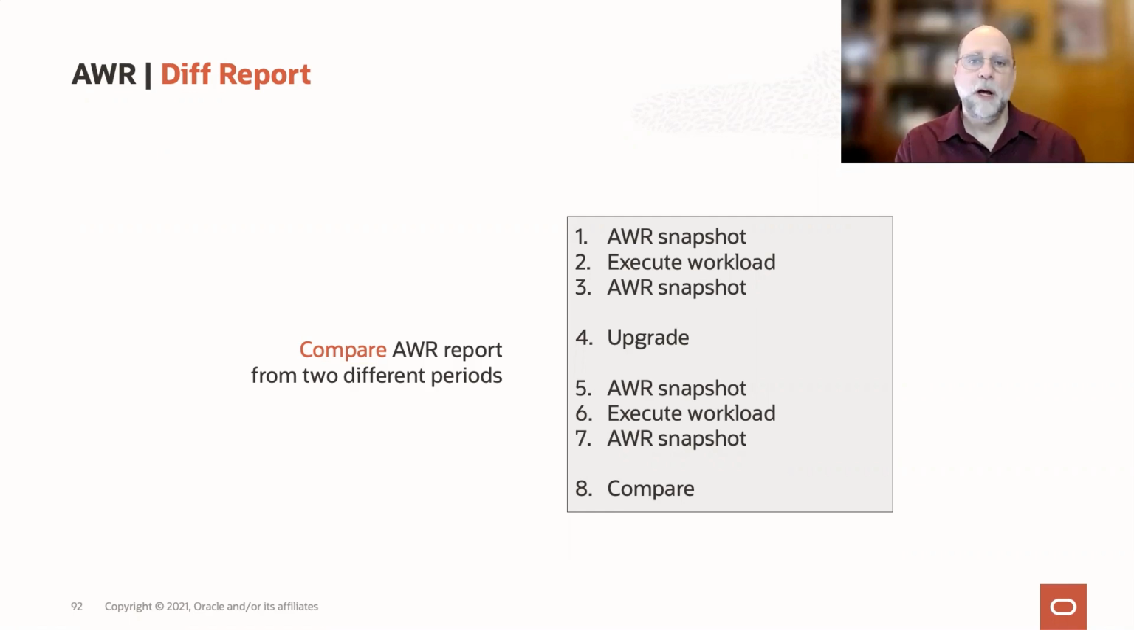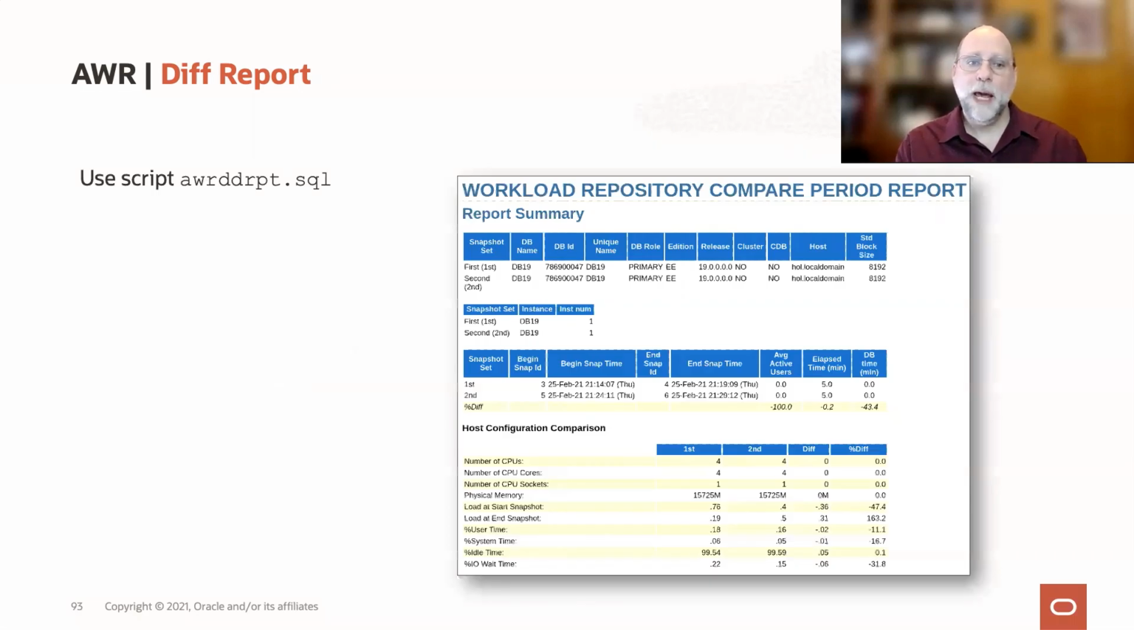In this case, the AWR reports represent two different execution periods for your system or systems. The way you do this is you take one set of AWR snapshots to produce a reporting period, you make some sort of change, and then you produce another set of snapshots, and then you can compare them. Pretty simple.